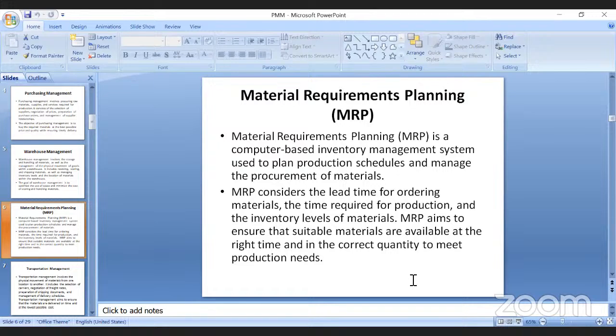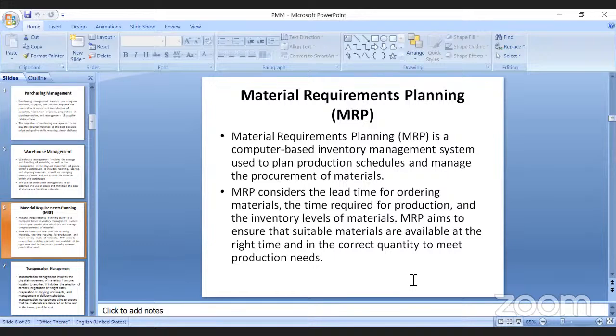Okay. MRP is a computer-based inventory management system. That means we use it to plan the production schedules and manage the procurement of the materials. When you are talking about material requirement planning, first of all, you have to consider the lead time for ordering materials, the time required by the production system, and also the inventory levels of material. These are the three things.